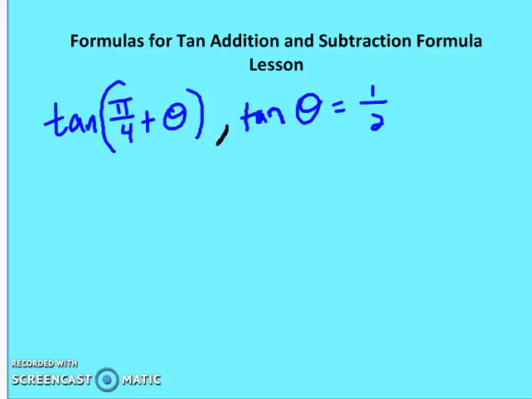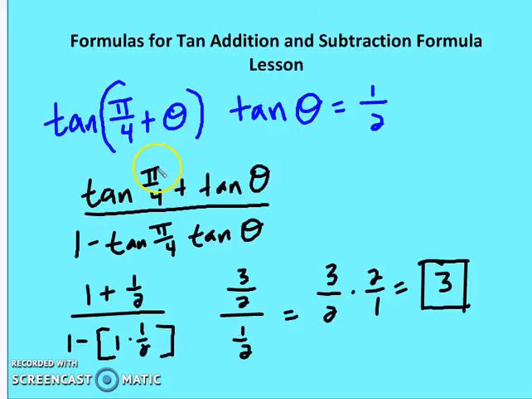All right, so we're going to use a tangent addition formula to solve for tangent of pi fourth plus theta, where tangent of theta is equal to 1/2. So let's see if you can work through this problem, and I'll show you the answer as I pause. All right, this ends up being tangent of pi fourth plus tangent theta over 1 minus tangent pi fourth tangent theta. 1 plus 1/2 over 1 minus 1 times 1/2 is 3/2 over 1/2, which is 3/2 times 2, which is equal to 3.